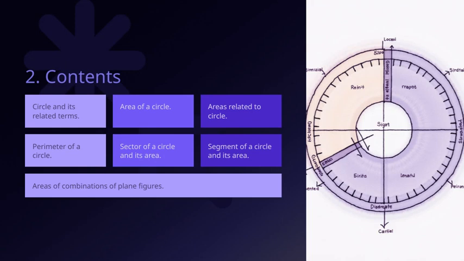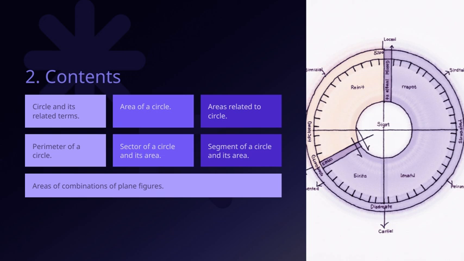Let's take a closer look at some fundamental concepts related to circles. First, we'll examine a segment of a circle and understand how its area is determined. A segment is basically a part of the circle cut off by a chord, and calculating its area helps us see how different parts of the circle relate to each other. Moving on, we'll explore areas related to circles in general, including sectors, which are like slices of the circle. Understanding the area of a sector is crucial, because it connects angles and arc lengths to the area calculations.